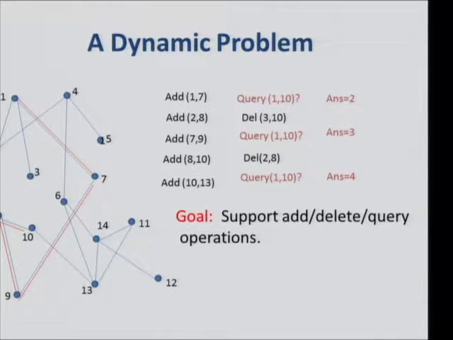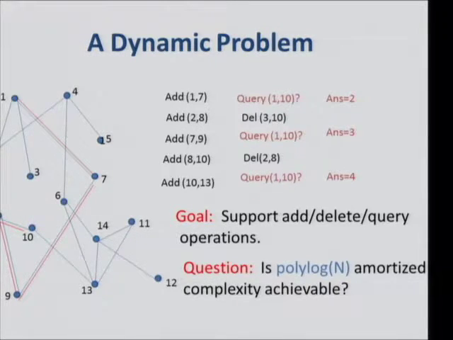Now, what you want is to be able to support such add, delete, and query operations in your data structure without the data structure being too big in size. Let's say the data structure is polynomial in n, the number of vertices in your graph. At the same time, you want these operations to run efficiently, in the sense that you should be able to support add, delete, and query operations in polylog n amortized complexity, where n is the number of vertices in your graph. Right? That's your goal. So it's a very natural goal.